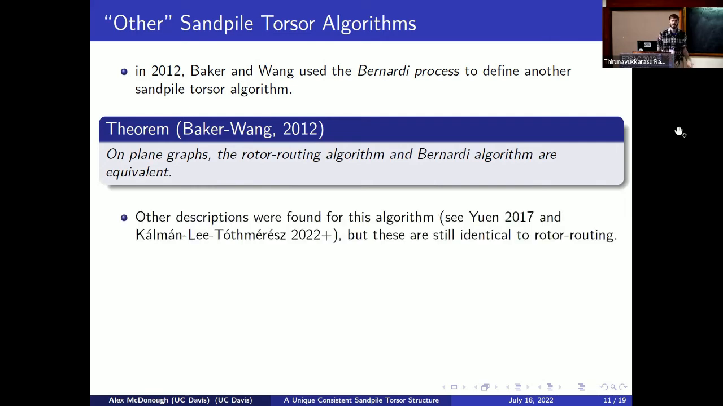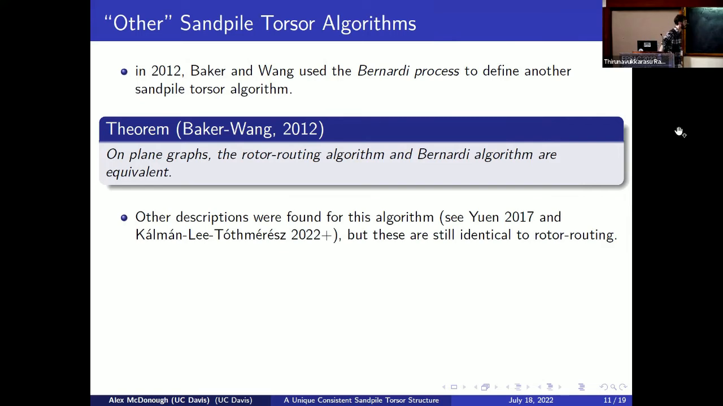And there's a couple other descriptions. So the question was, what does equivalent mean? And the answer is that you get the exact same sandpile torsor action. So if you take the same element of the sandpile group and the same element of the set of spanning trees, it'll give you the same final result. Yeah, thank you.